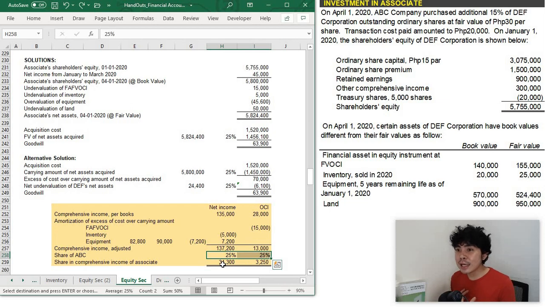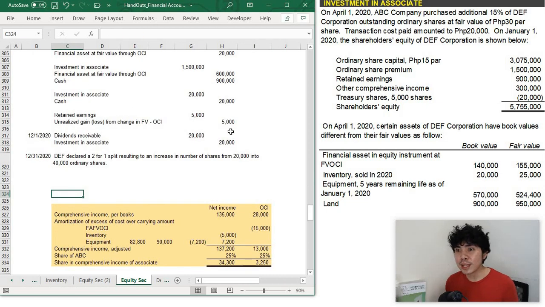So, ang net income will increase the equity. So, mag-increase ang ating investment in associate for 34,300 related to the adjusted net income. At yung equity ni associate, syempre mag-increase yon for the OCI of 13,000 pesos based sa point of view natin. Syempre, ang record natin, yung share lang natin, which is 3,250.